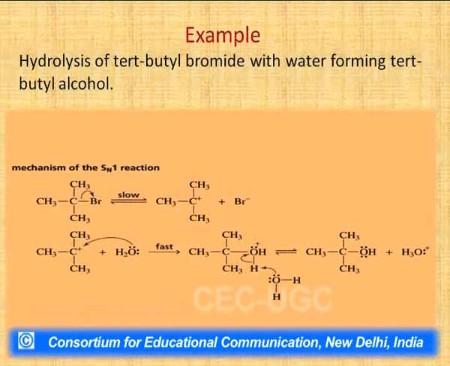Here we are taking the example of hydrolysis of tertiary butyl bromide when it reacts with water to form tertiary butyl alcohol. The SN1 reaction completes in two steps. In the first step, the carbocation is formed. In the second step, the nucleophile attacks the carbocation and elimination of a proton yields the product. So, SN1 reaction is a first order reaction and involves two steps.